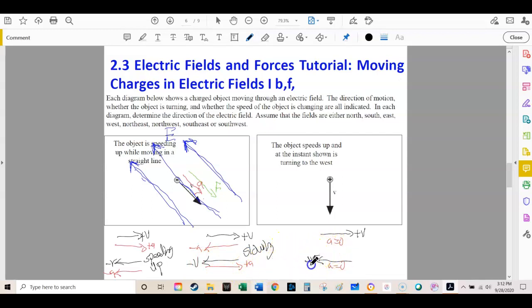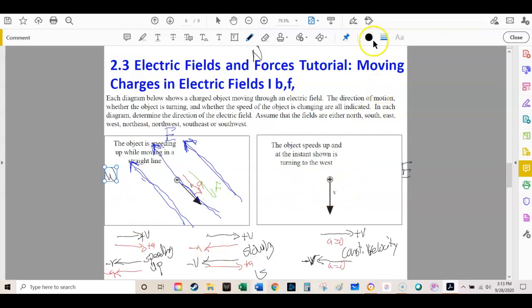Over here, if you have a negative velocity vector and zero acceleration, that is constant velocity. And if you have a positive velocity vector and zero acceleration, that is also constant velocity. That is going to come into play right here in 2.3. So in this case, we have an object that is speeding up at the instant that is shown, but it is turning to the west. That means if the top of the page is north, never eat sour watermelons, it's going to be turning to the west.